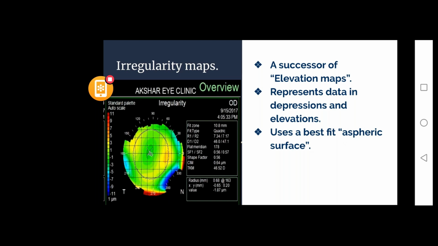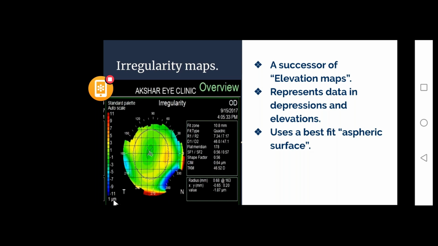We cannot practically remember all the values, right? So there is something known as an irregularity map. This irregularity map has data of normal patients, normal elevations. The elevation maps are compared with the best fit aspheric surface, and the data which is derived is compared with the normative data, and then it tells you whether it is regular or irregular in the given regions.